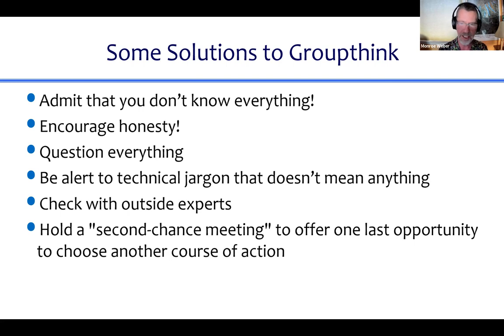And this last one is hold a second chance meeting. This is like after you're pretty sure you're gonna go down a path, and then you could be like, okay, we're gonna very deliberately raise a question right now about, is there some failure mode that we're not thinking about that would make this idea that we're about to embark on be a bad idea? Like maybe those O-rings in that Challenger are really too cold and they're not going to create a good seal at this temperature. So hold a second chance meeting where you are very open to dissent.